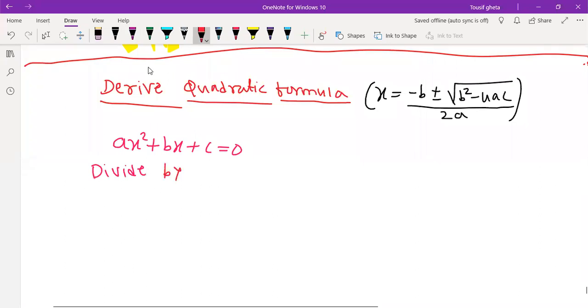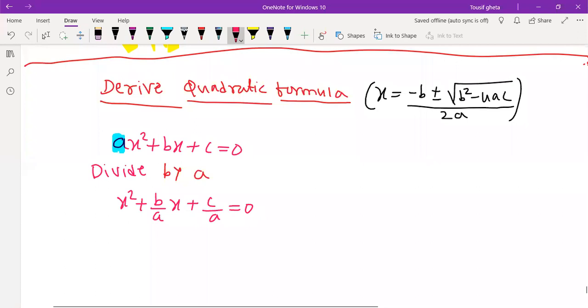Divide by a. How will you remember this? Whatever the coefficient of x square is, with that you will divide it. You will divide by the coefficient of x square. So when you divide by a, you will get x square plus b by a x plus c by a equals to 0. Anybody is having doubt? When you divide by a, this a and a will get cancelled, b by a, and here c by a.